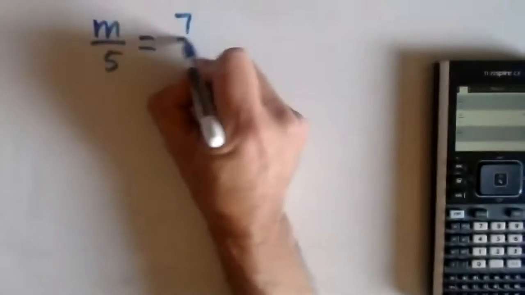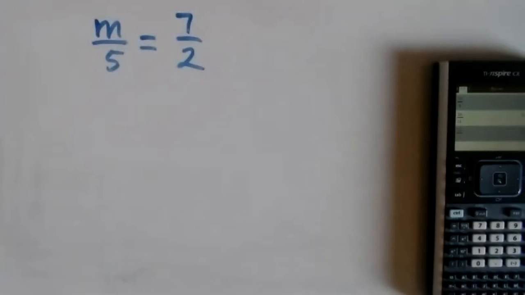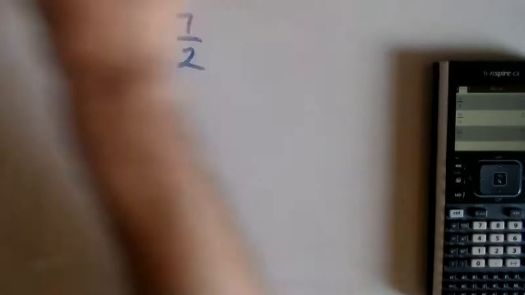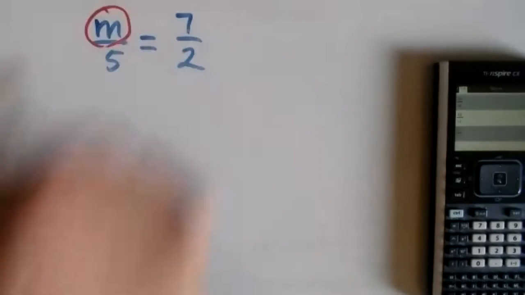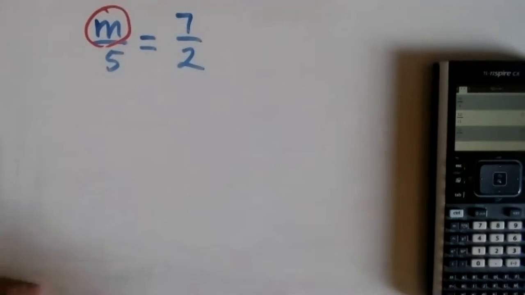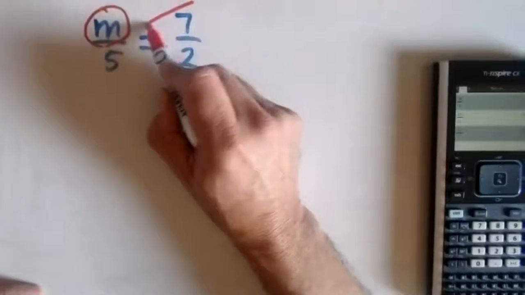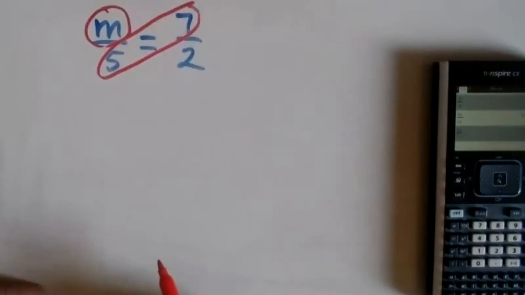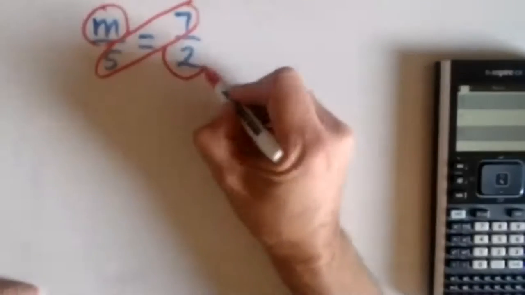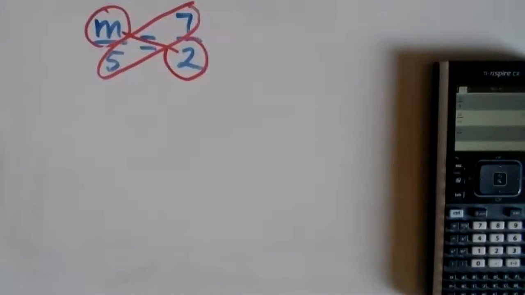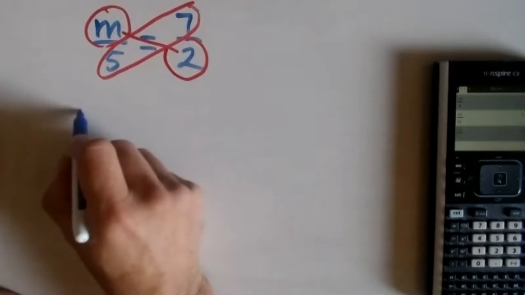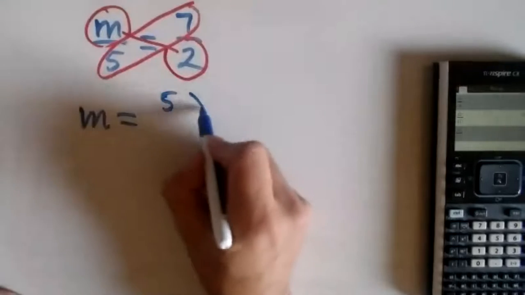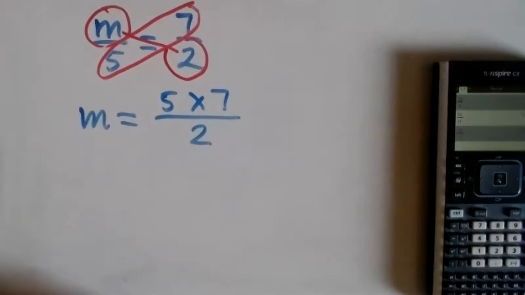Let me just solve another problem like this. So you have m over 5 equals 7 over 2, correct? Again, you locate the variable m as the variable. Then you see what numbers are in the other diagonal, 5 and 7. Those are the numbers you're going to multiply, and then you divide by the number in the same diagonal as the variable. So m is going to be 5 times 7 divided by 2.